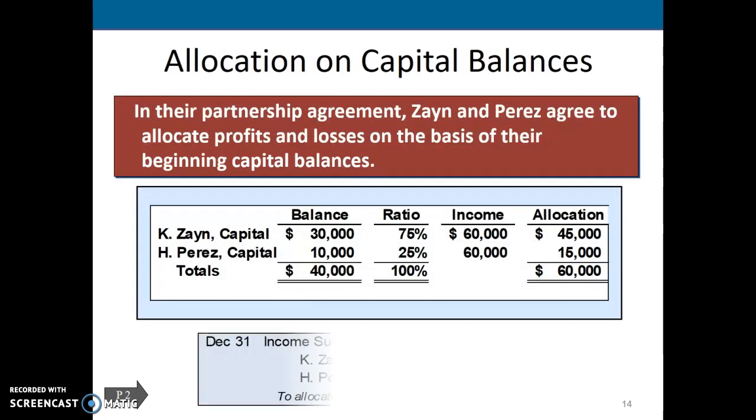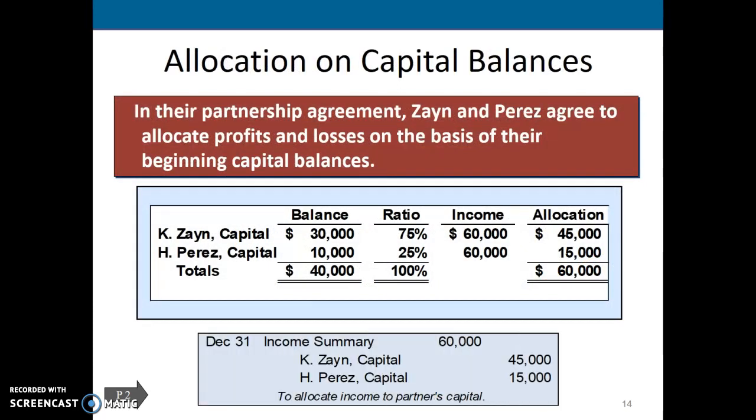All right, our next method is based off of the capital balance. That's where we have to look at how much each partner has in their capital account, and that's going to determine what ratio we use to figure out how to split up that $60,000 net income. The capital balances method allocates income and losses based on the ratio in that partner's capital balance. So we first have to look at what the balance in that capital account was before the net income.